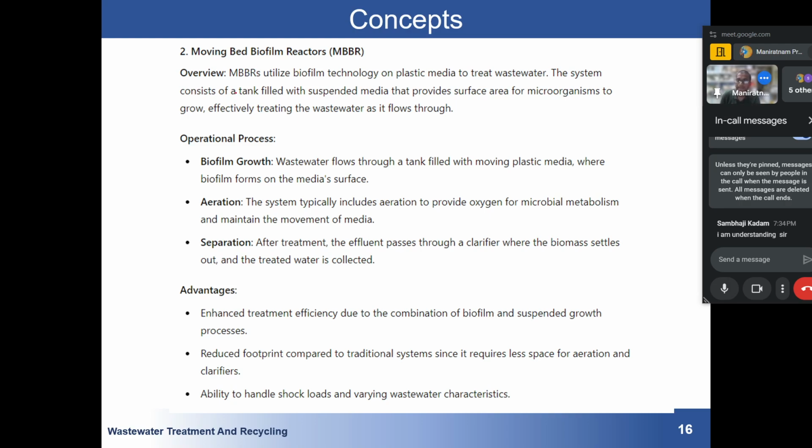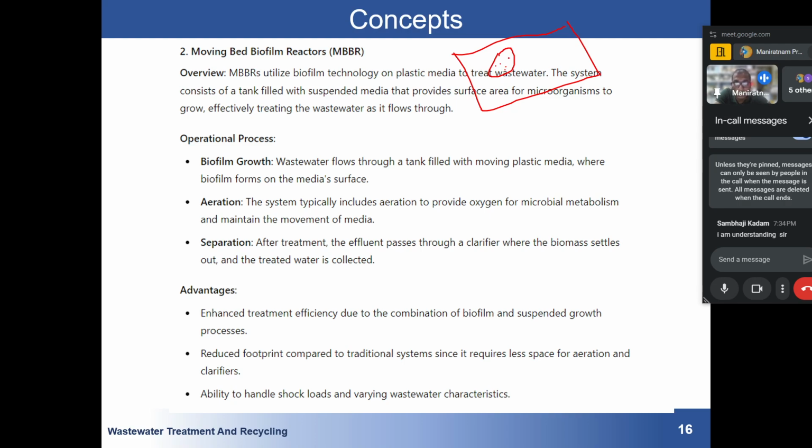MBBR utilizes biofilm technology on plastic media. The plastic media should be inert media to treat wastewater. The system consists of a tank filled with suspended media that provides surface area for microorganisms to grow effectively, treating the wastewater. So consider this as a unit, a kind of bed, and it will contain some kind of inert media. And here we will have some organic matter, okay.